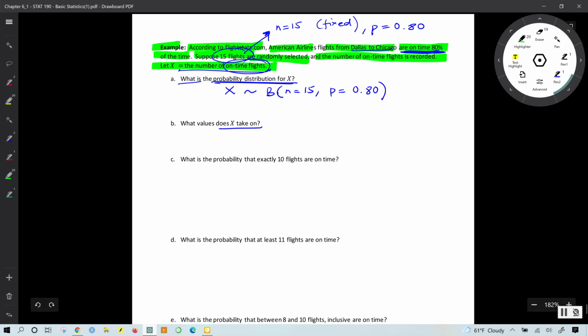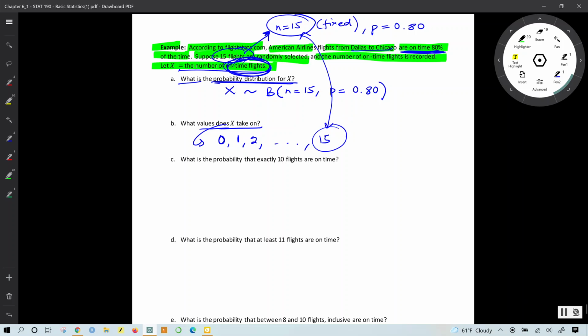What values does x take? Well, the possible number of flights that are on time out of these 15. I can have, in the worst case scenario, 0 out of these 15 flights on time. I can have 1, I can have 2, as much as 15. So take note, the highest possible value of x will be the value of n. That is a great hint to note.